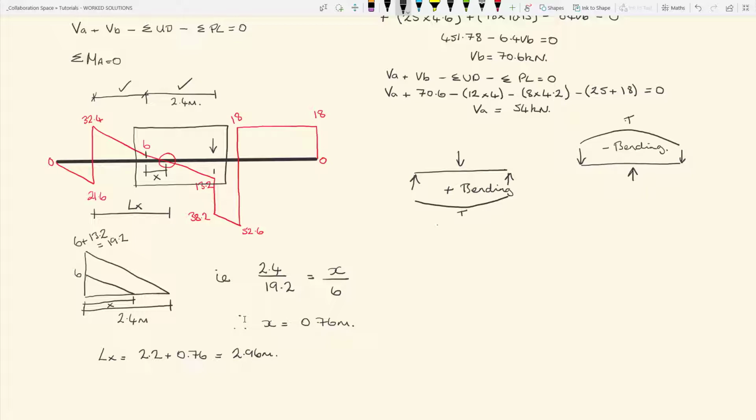So positive bending will give a sagging moment, and negative bending will give a hogging moment. So you need to remember both of those as we go forward and calculate the bending moment. So you can consider each load individually, not all together, and think whether that is causing a sagging moment or a hogging moment. If it's causing a sagging moment, it's positive bending. If it's causing a hogging moment, it's negative bending.